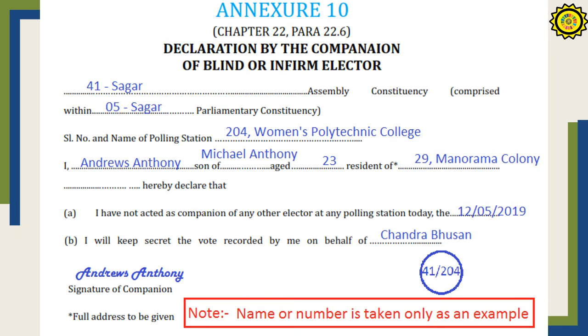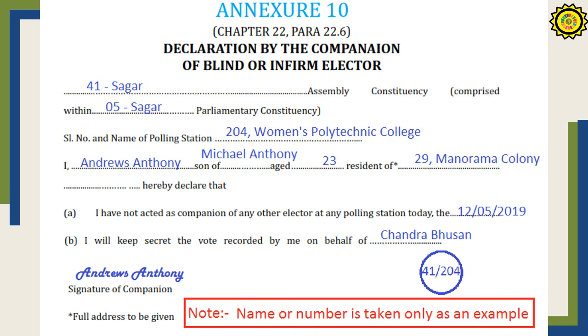Before any person is permitted to act as a companion of the elector, PO shall be required to declare that he will keep the vote recorded by him on behalf of the elector a closely guarded secret and that he has not already acted as a companion of any other elector at any other polling station on that day. The declaration shall be obtained by PO from the companion in the form prescribed by the Commission and shown on the screen.